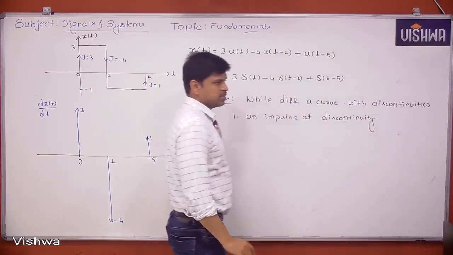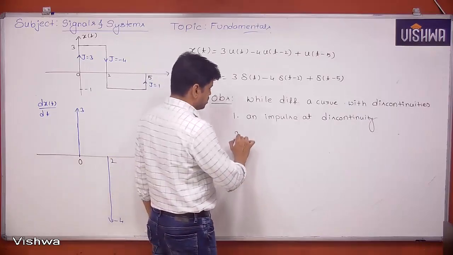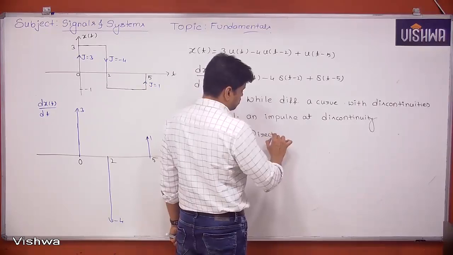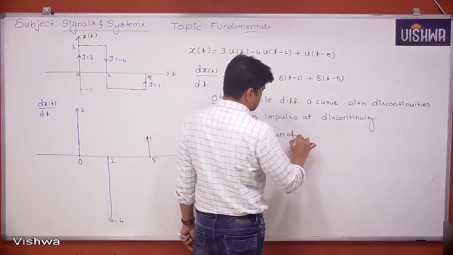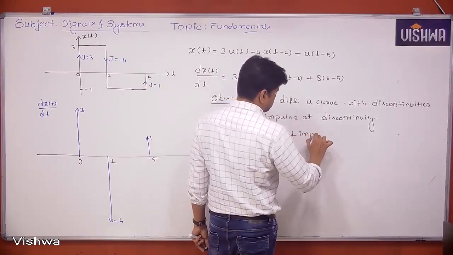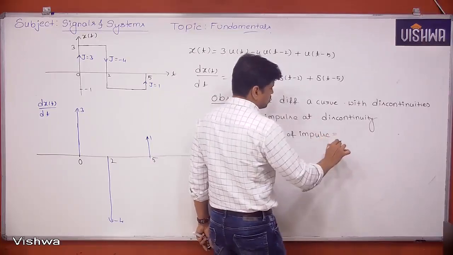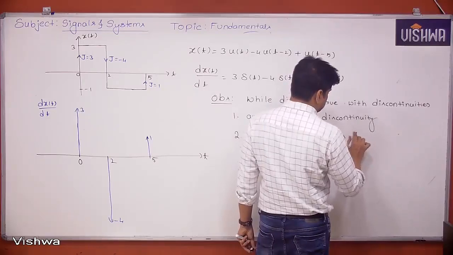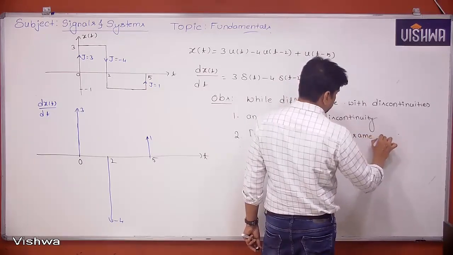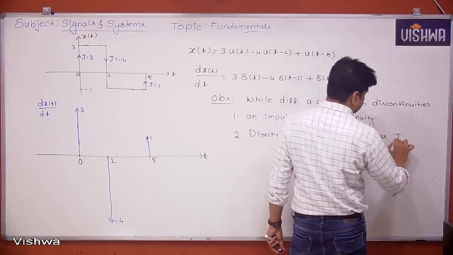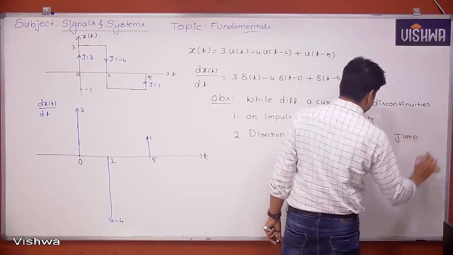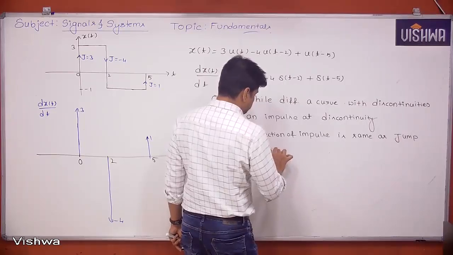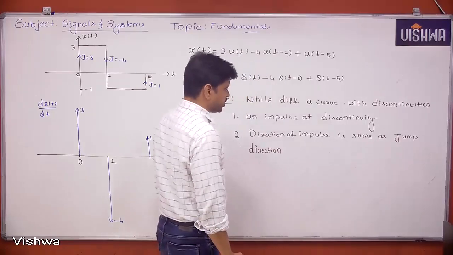An impulse at discontinuity. Next, direction of impulse is same as jump direction. That is the second point you have to remember.